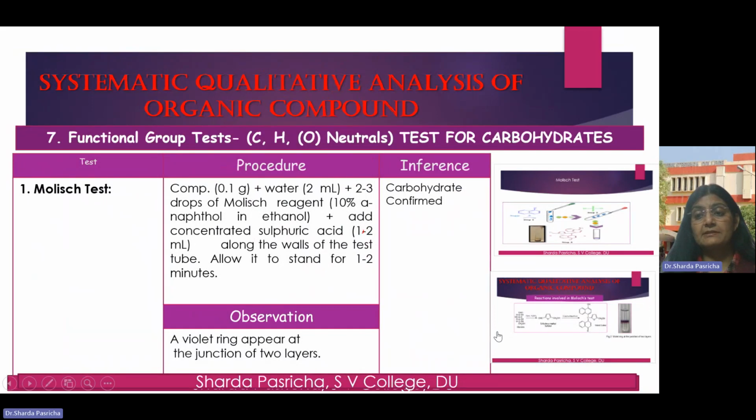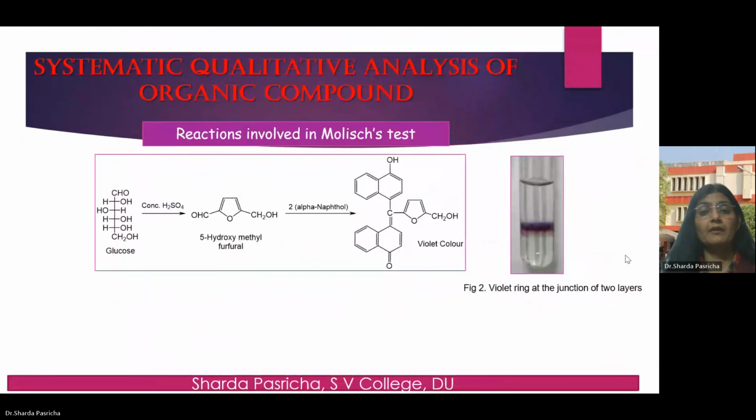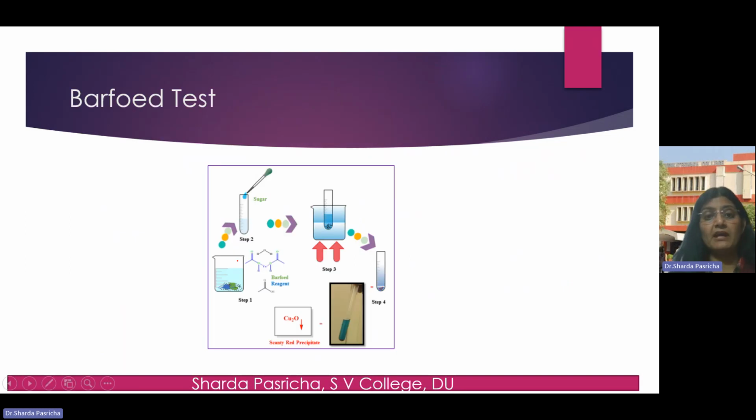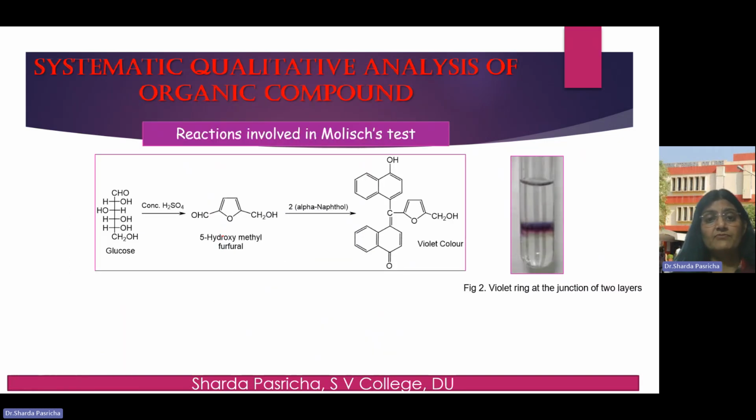The chemistry of this test. What happens is if you have any simple sugar, for example, glucose, concentrated sulfuric acid being a dehydrating agent, will convert it into this compound. This is 5-hydroxymethyl furfuryl, which will then condense with 2 molecules of alpha naphthol in the acidic medium to give you these violet colored species.